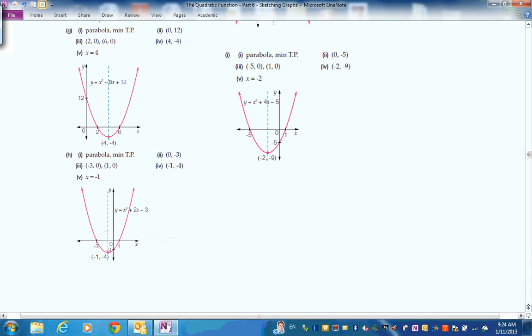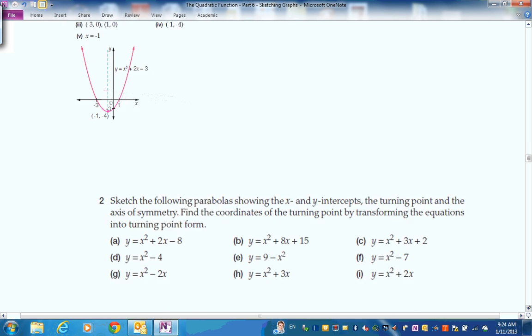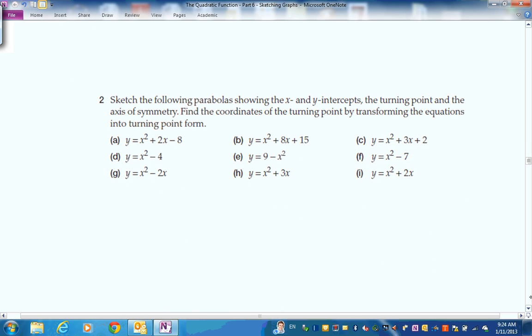Okay, let's go on. Okay, question 2, same point. Find all of this, but they want you to use turning point or vertex form. So we want to change it using completion of the square. They might have to revise that. Do you have that power still? Okay, let's look at the answers then.